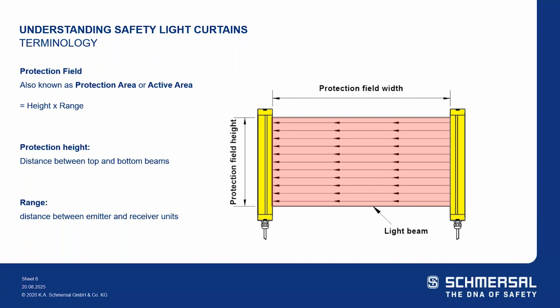The protection field is the plane in which those infrared beams travel from the emitter to the receiver that will detect an object passing through. It's also known as the protection area or active area. And the protected height is the distance between the first and the last, the top and the bottom beams. Most manufacturers will indicate this height in their part number, as do we.